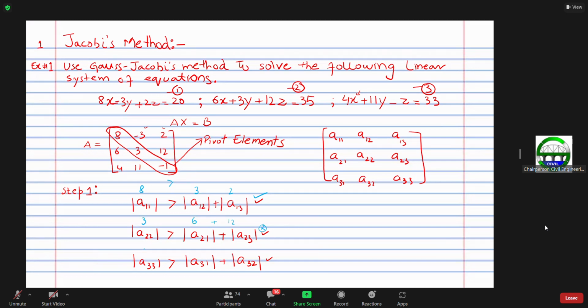And similarly, this condition is not satisfied as well. In here, the magnitude of -1 is 1, and this one and this one are 4 and 11. So 4 plus 11 is 15. 15 is not less than 1, right? So what do we have to do? Now we have to rearrange our equations, or we can say rows.